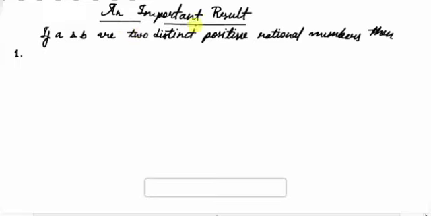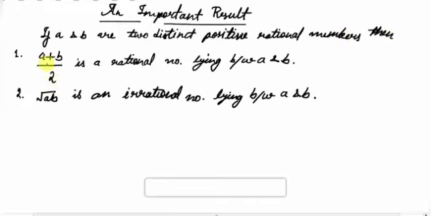Now an important result, which says that if A and B are two distinct positive rational numbers, then the first result is the one which we have learned in our previous class. That says that (A plus B) by 2 is a rational number lying between A and B, that is their mean. If A and B are two distinct rational numbers, then their mean is the rational number which lies between A and B.